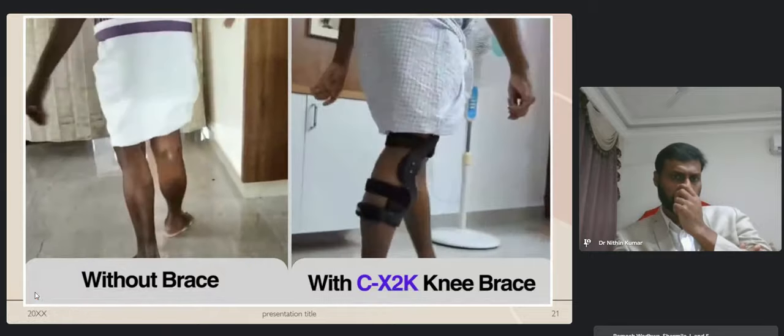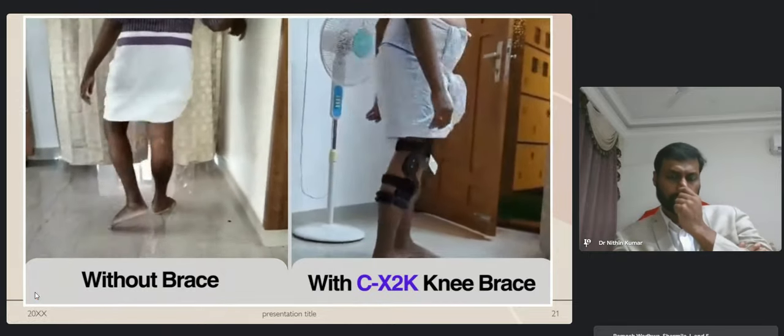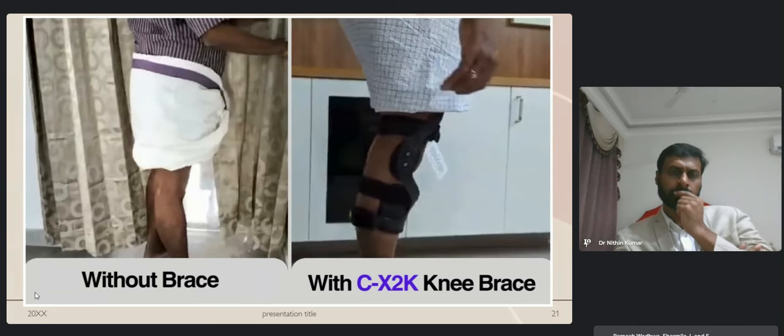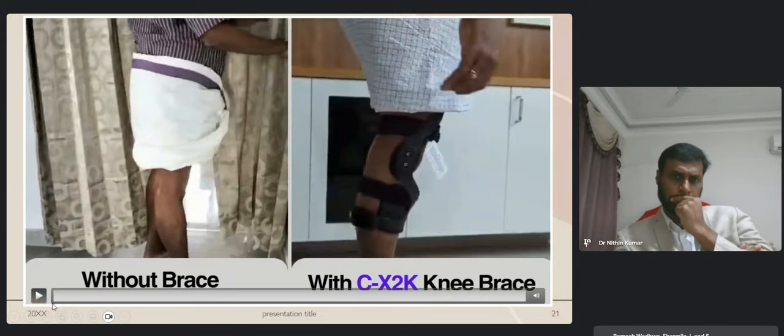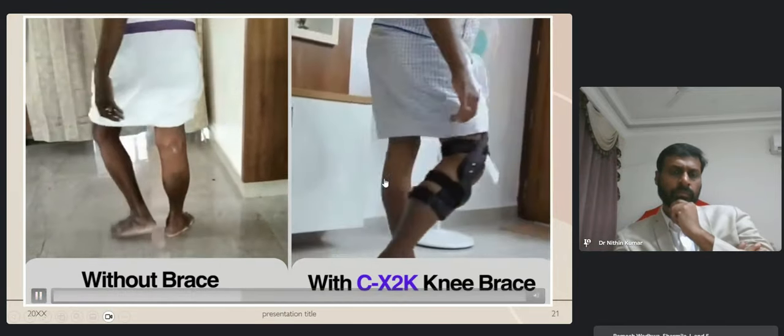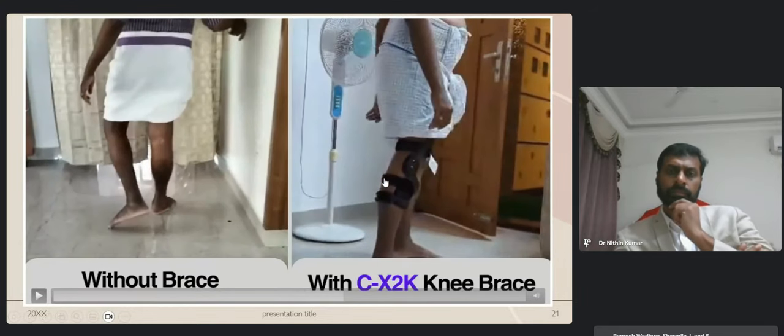The doctor said it is not suitable for everyone. It is always better to take a consultation before you buy any brace. Even if it is a compression sleeve or whatever it may be, it will be really helpful to take a consultation from an orthopedic surgeon. You can see now how it helps the patient to walk.